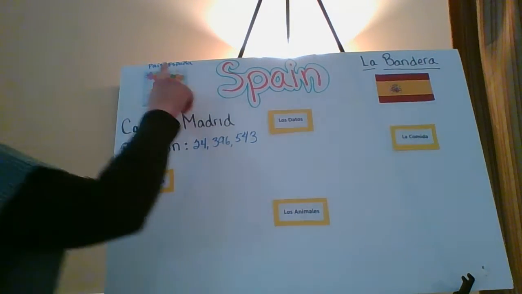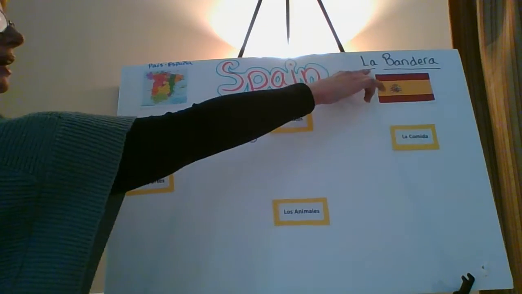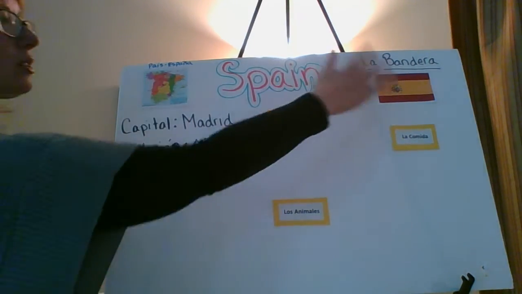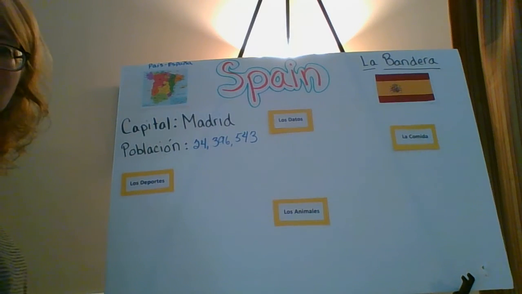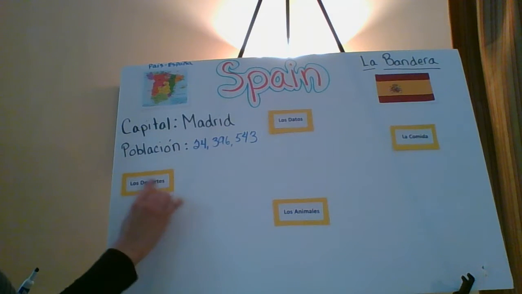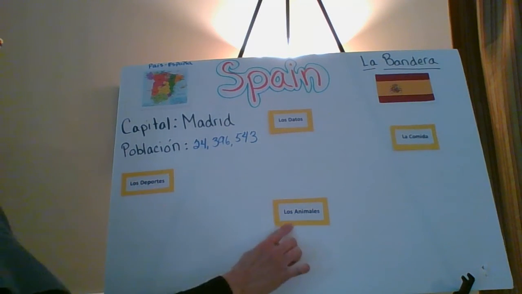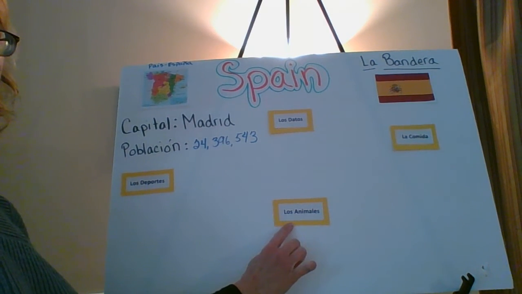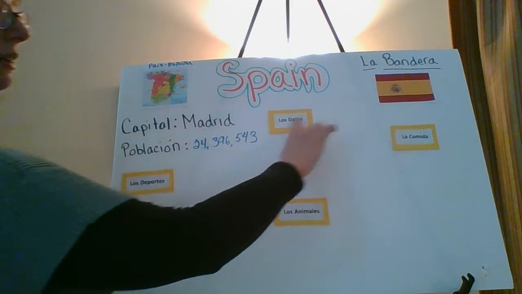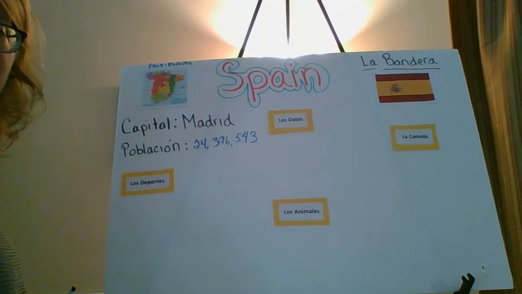So here's my país, my bandera, capital y población. I've already done 1, 2, 3, 4. I've already done 4 pieces of my project. I have 4 left, 4 más. I need sports, los deportes. I need some of the animals that I researched, los animales. I need the food, la comida. And I need some fun facts, los datos.